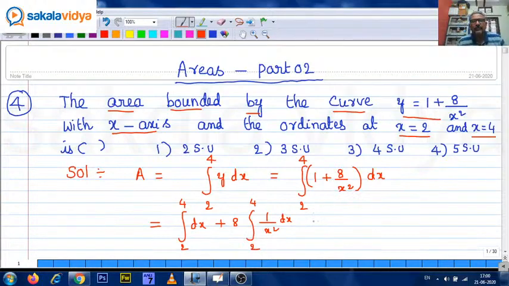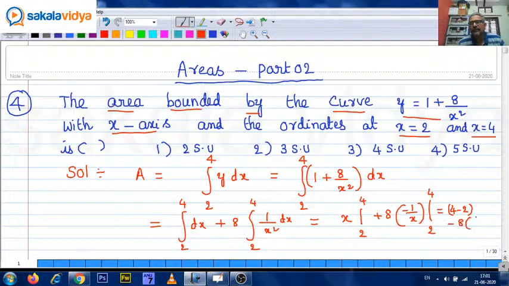Now this equals integral of dx is x, limits 2 to 4, plus 8 times integral of 1 by x square dx. Remember all of you, that's very important, that is minus 1 by x, limits 2 to 4. Let us substitute the respective limits. What do you get here? 4 minus 2 plus, minus 8 times 1 by 4 minus 1 by 2.